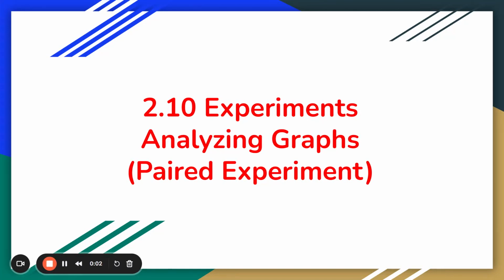This is the fourth part of my series on 2.10 experiments, the level 2 statistics standard. Today we're looking at analysing the graphs we drew last time. Again, this is around a paired experiment.